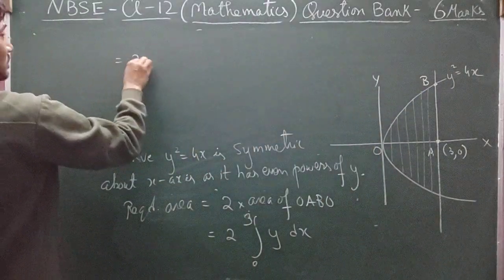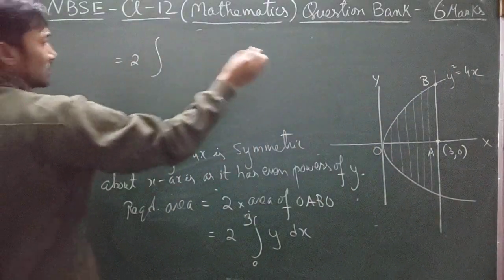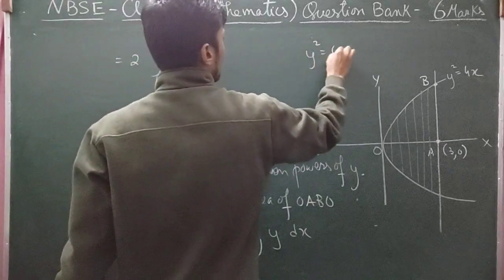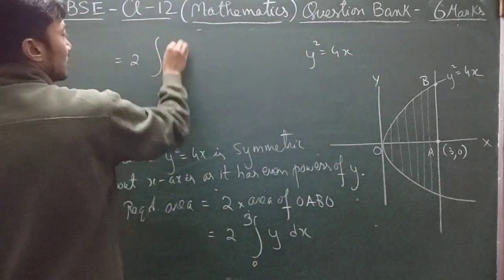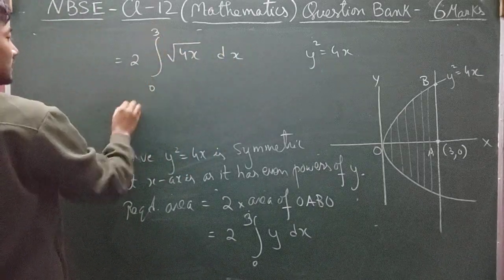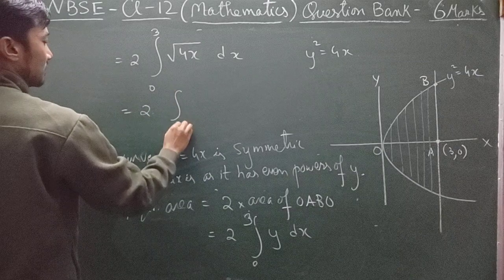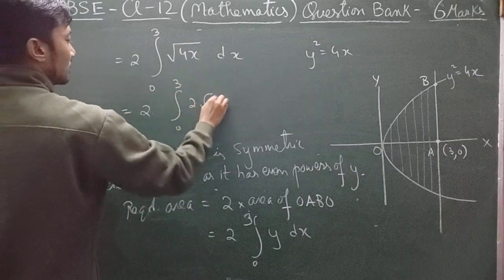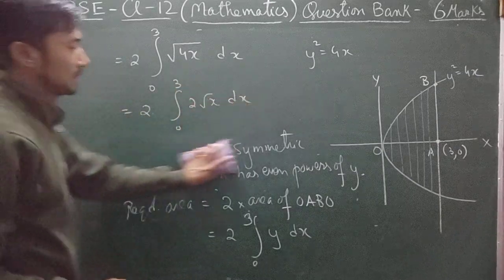So that's going to be 2 times y square equal to 4x. So y square equals 4x, so y will be root of 4x with respect to x. The limit is from 0 to 3. So that's like 2 times the integral from 0 to 3 of 2 root x with respect to x.